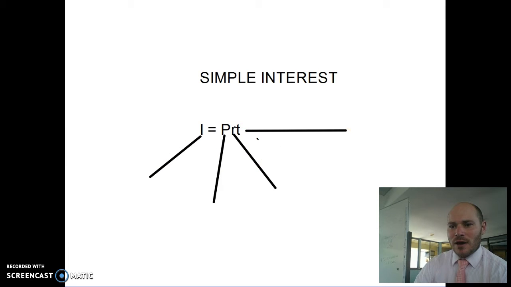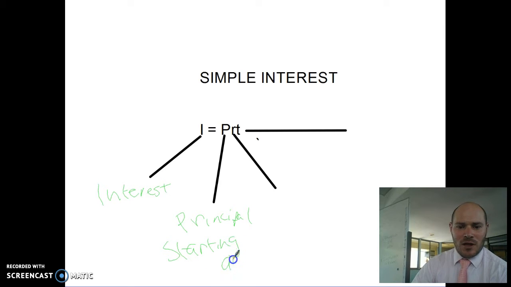The important parts of that, though: I is obviously your interest. P is your principal, or your starting amount. So whether you're looking at an investment or a loan, if you're looking at an investment, it's the amount of money you put into an account. If you're looking at a loan, it's how much you borrow.